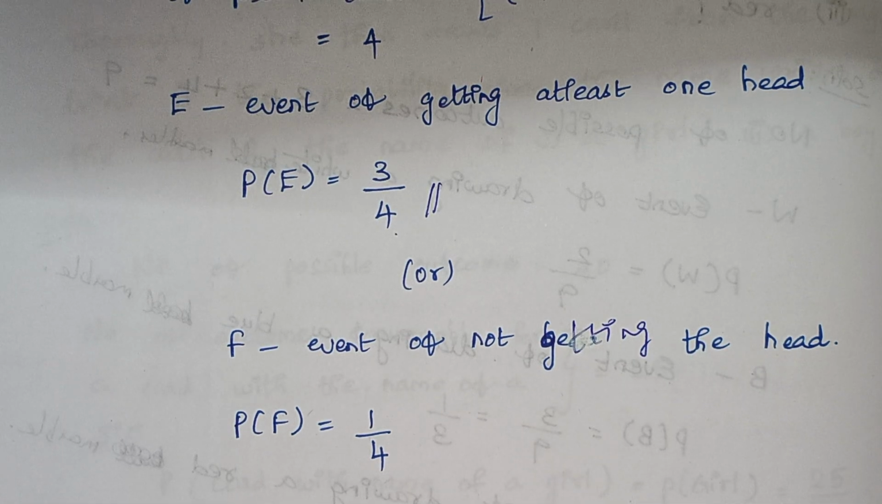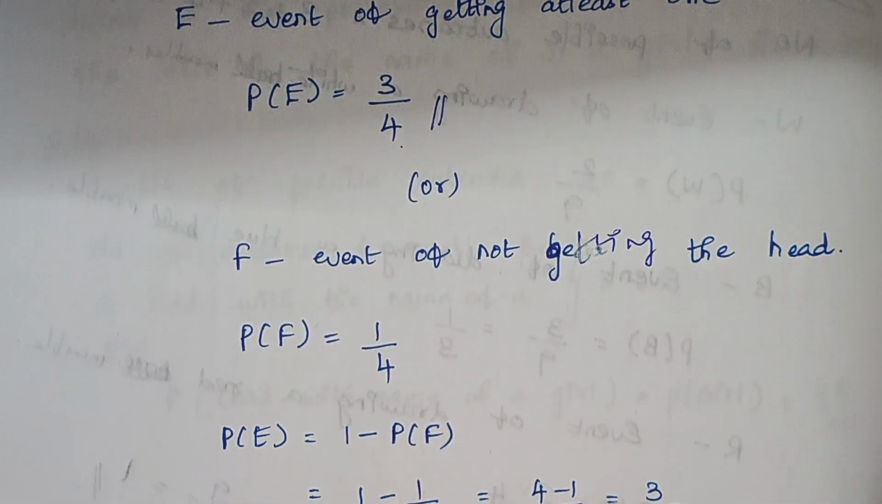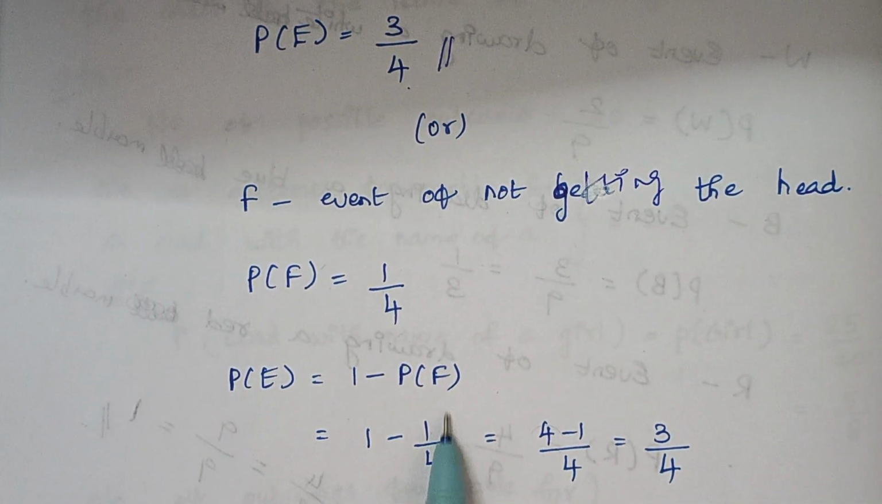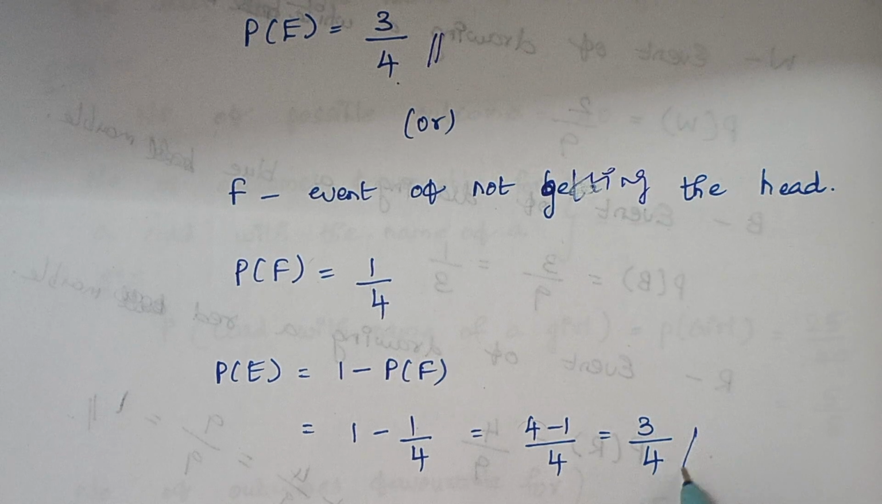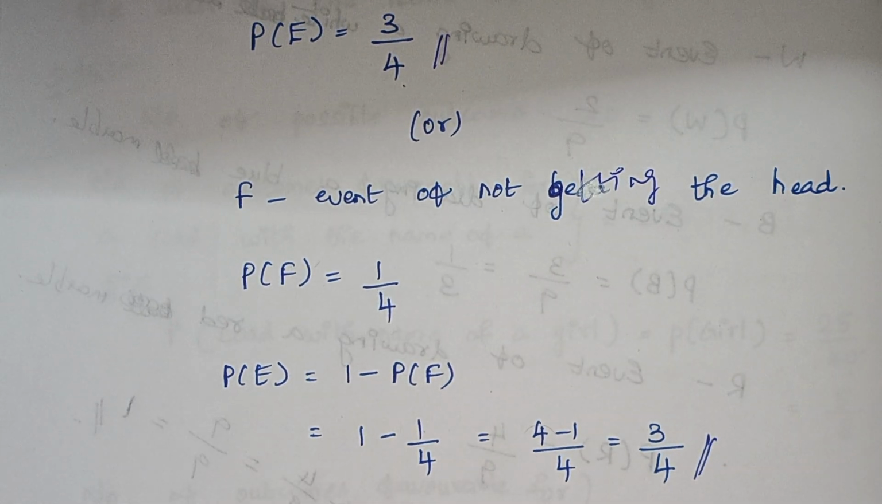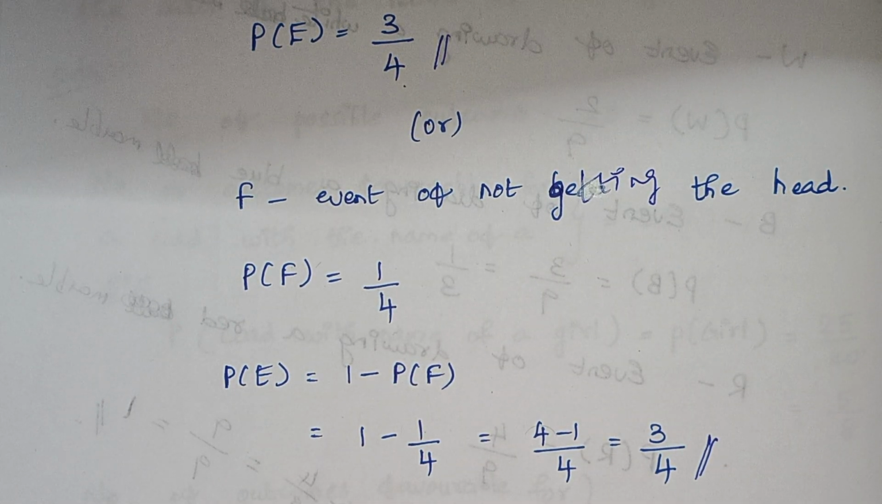Therefore, the probability of getting a head is 1 minus 1 by 4. So when you take the LCM, again I am getting 3 by 4. So in any way you can solve this problem.